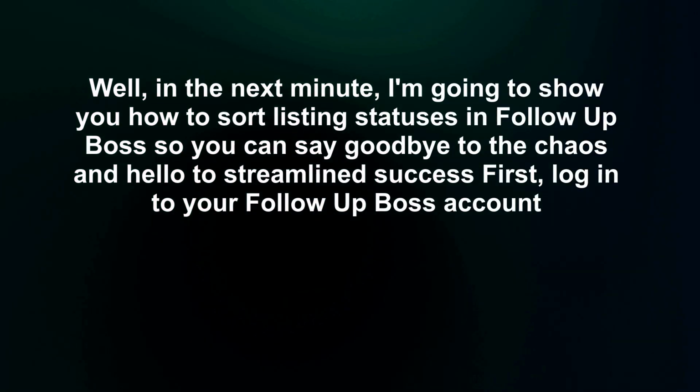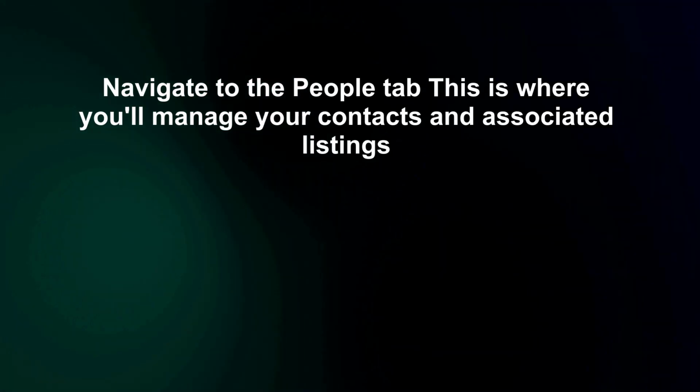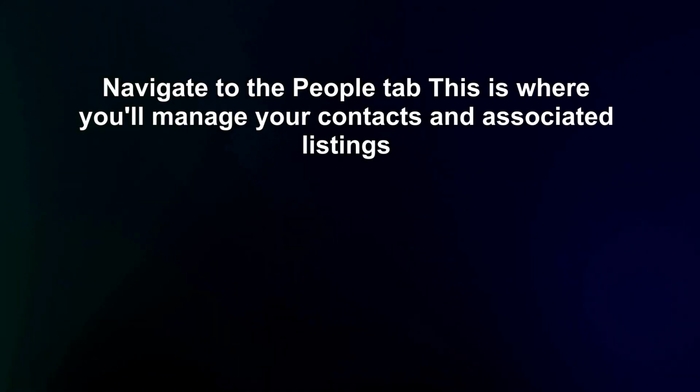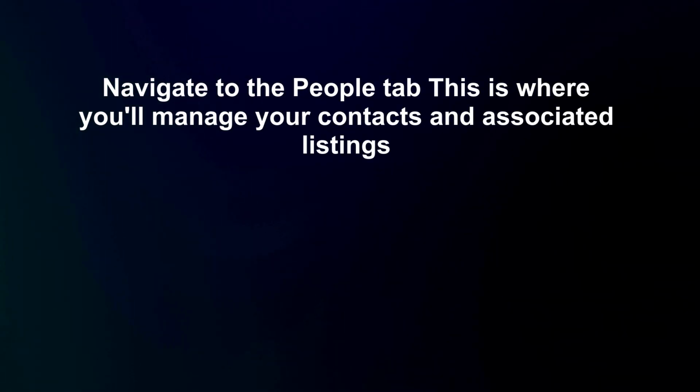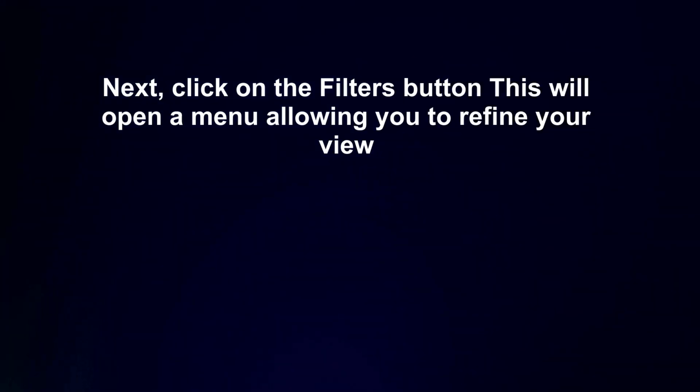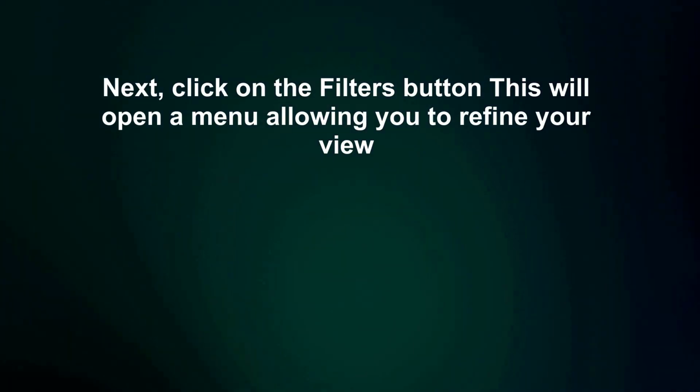First, log into your Follow Up Boss account. Navigate to the People tab. This is where you'll manage your contacts and associated listings. Next, click on the Filters button. This will open a menu allowing you to refine your view.